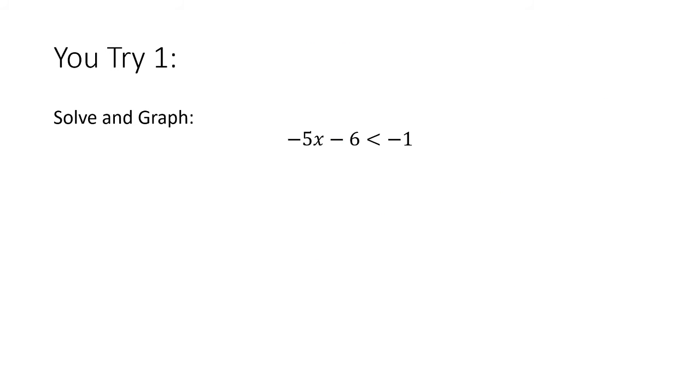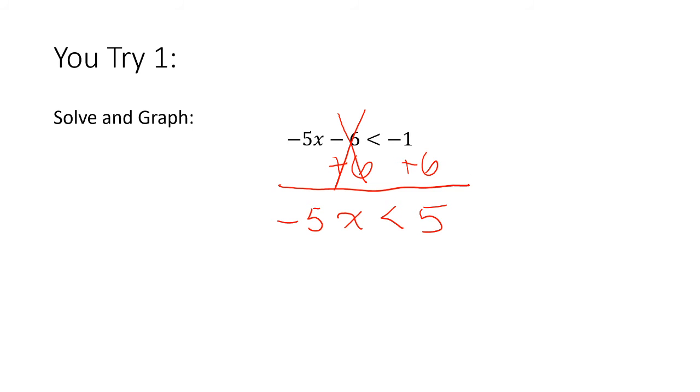Now go ahead and pause the video and try this one on your own. Now that you've tried it on your own, let's do it together. I'm going to add 6 to both sides. The 6's will cancel out, and I'll have negative 5x is greater than 5.